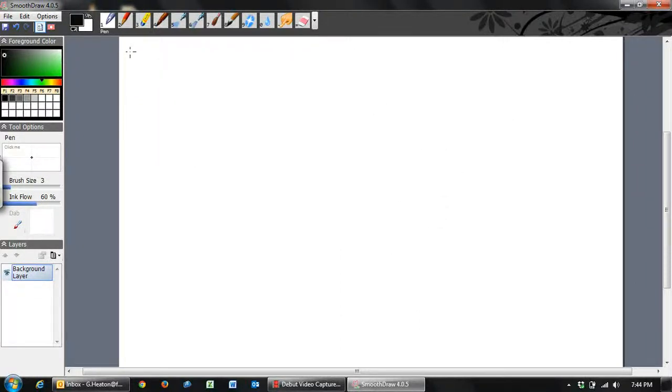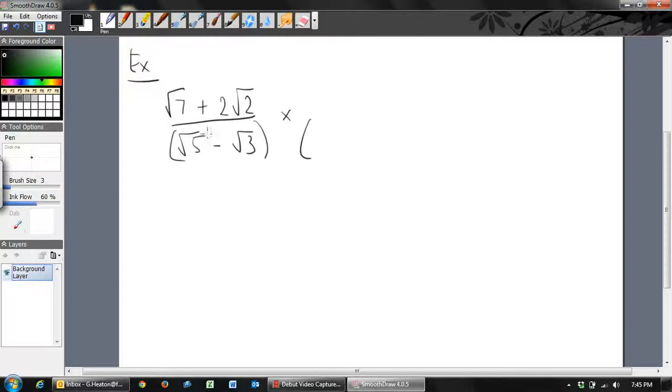Let's just do one more example before I just let you go nuts on surds. Let's just say root 7 plus 2 root 2 over root 5 minus root 3. I'm just making these up, just whatever. Okay, so what do we need to do? We need to multiply this bottom line by its conjugate. How do we get rid of this? Let's multiply it by its conjugate. What's the conjugate of that? It's root 5 plus root 3.